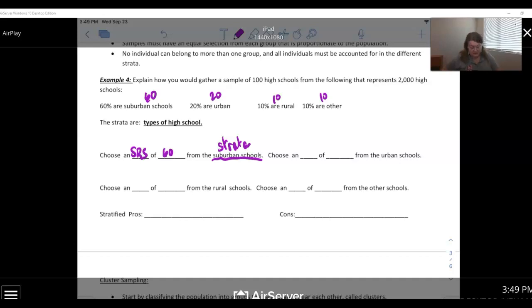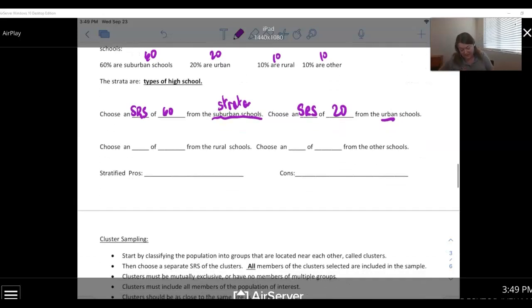Okay, the second one is we're going to choose an SRS of 20 from the urban schools. That's our second strata, and we're going to just keep going. Choose an SRS of 10 from the rural schools, and then choose one final SRS of 10 from the other schools. Okay, so in here the strata are the types of high schools, okay, and their locations.